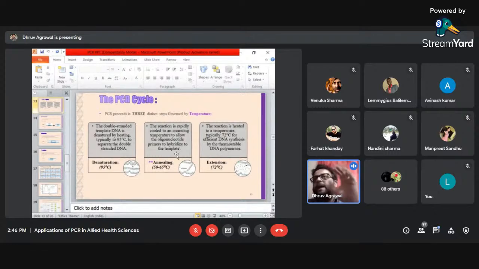So what happens at annealing? Your DNA is well settled, the whole template is ready. The primer has attached itself. Hybridization has been done. Then your DNA polymerase is going to bind over there, and it will extend the strand. Artificial synthesis of the strand will take place. You can see different temperatures are there. The first step is at 95 degrees Celsius. Annealing is at 50 to 65 degrees Celsius. Actually, this particular temperature depends upon a couple of things: the Tm of the primers which you have designed. And Tm depends upon what?